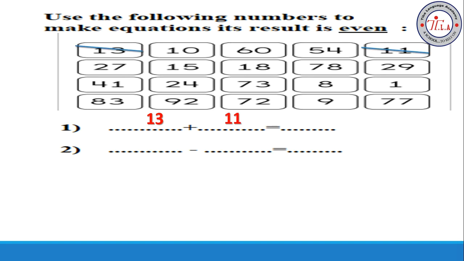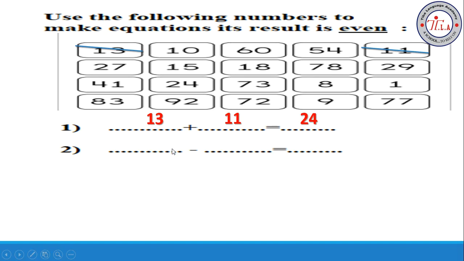13 plus 11. 13 plus 11 equal what? 3 plus 1 equal 4. And 1 plus 1 equal to 2. 24. 13 plus 11 equal 24. And 24 is an even number. Because here, if you look at the number at ones place, it's 4. And number 4 is an even number.